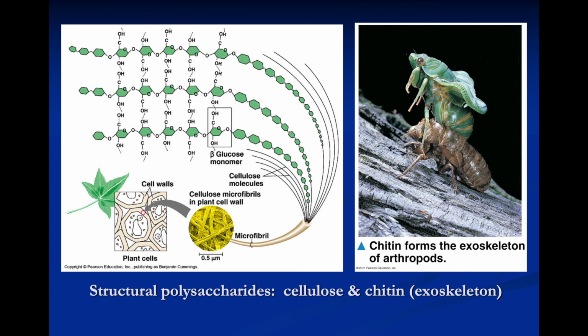Okay. Other structural polysaccharides include cellulose and chitin. And so chitin is the exoskeleton found in arthropods or insects. It's that crunchy part of the outside. Okay, so that's it for carbohydrates for today.